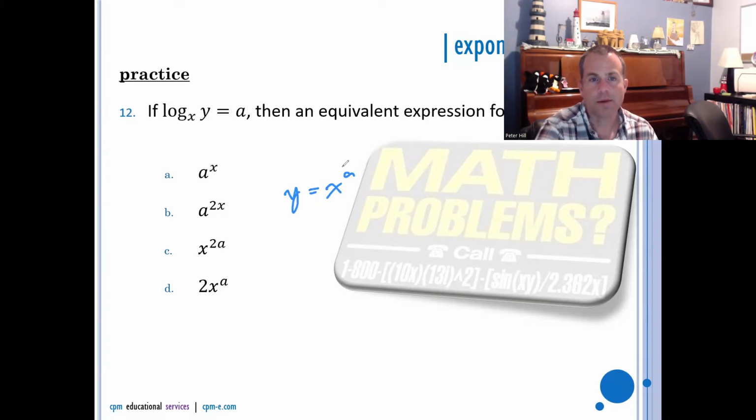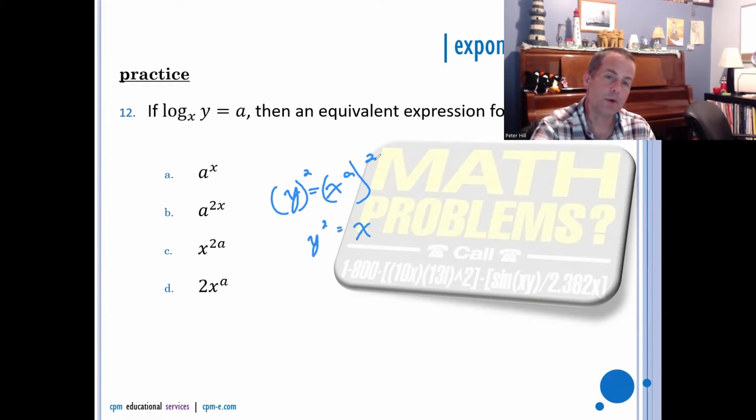So that's an expression for y, but I want an expression for y squared. So I'm going to have to square both sides. That would give me y squared equals x to the a, squared. I have a power of a power, so I multiply the exponents together: 2a.